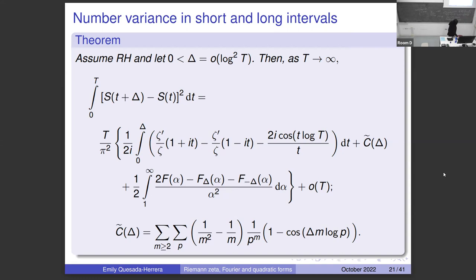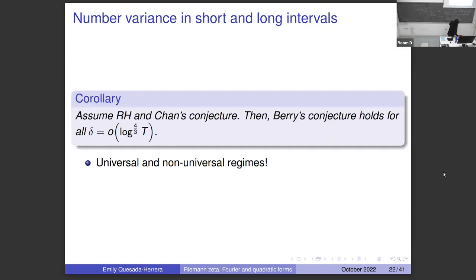As a consequence, if we assume the Riemann hypothesis and Chan's version of the pair correlation for F delta, then Berry's conjecture holds in both ranges, for all delta up to this size. What's interesting is that for the first time we can cover the two ranges, the universal and the non-universal, so part A and part B of the conjecture on the variance.